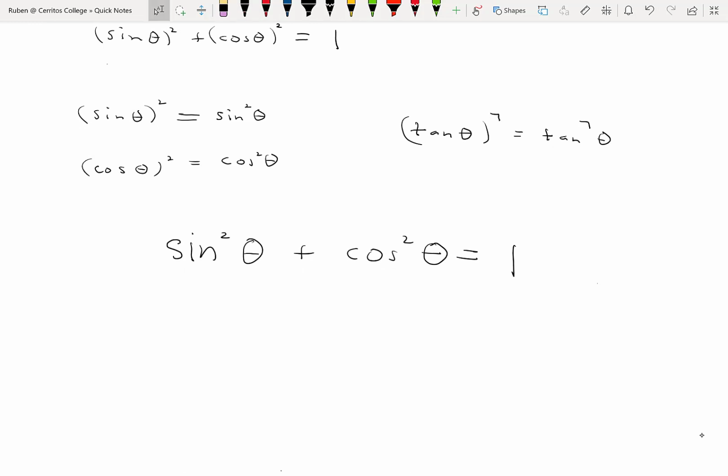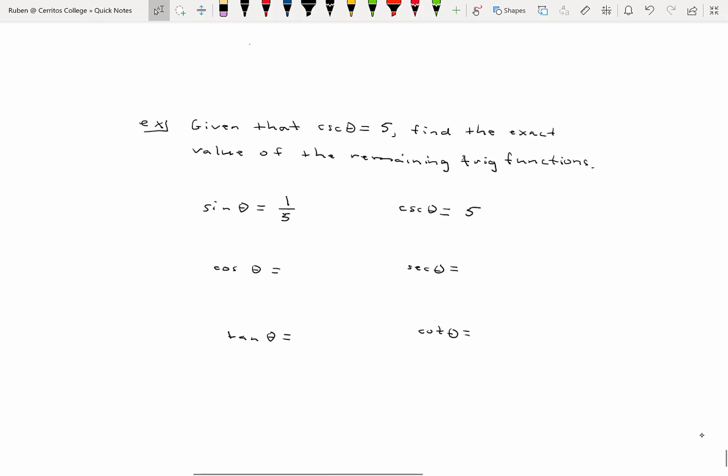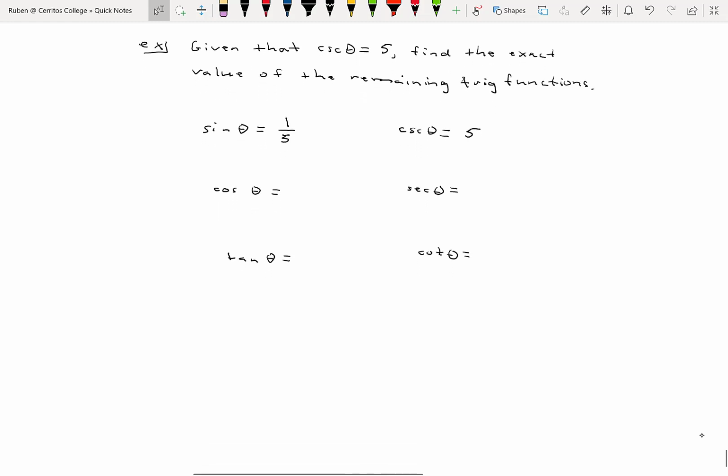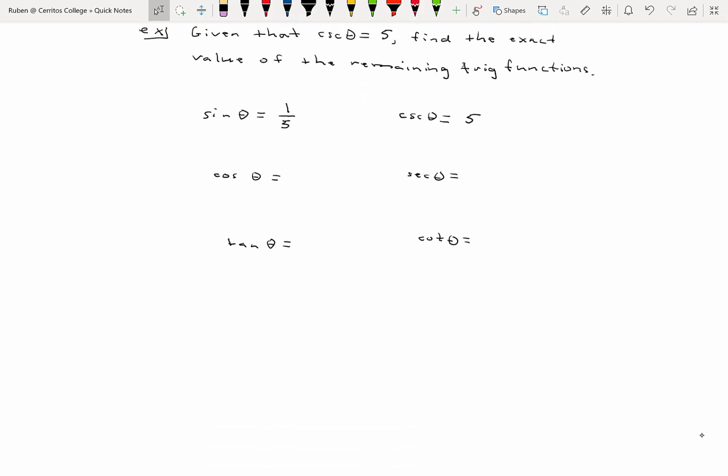So let's go back to our problem. Our problem is, given that the cosecant of theta equals 5, find the exact value of the remaining trig functions. Well, I would like the cosine of theta. As soon as I have the cosine of theta, the rest of the values of the trig functions will simply fall out using the other identities.